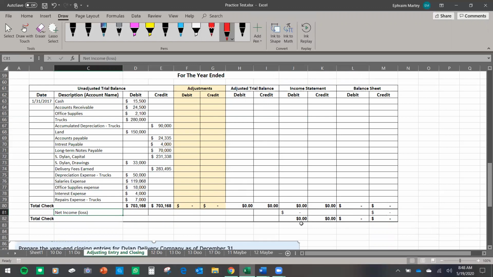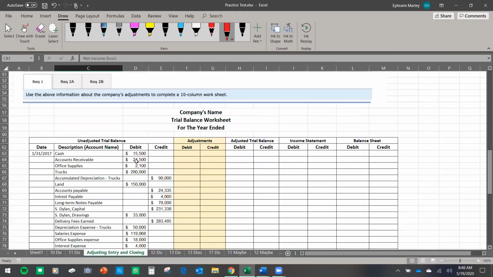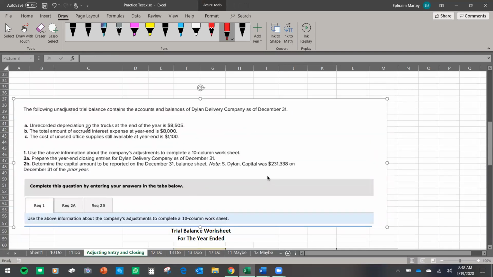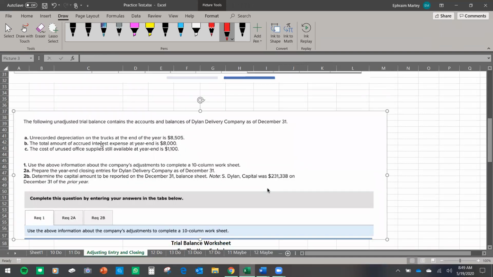If you have a net loss, that will also decrease. You'll find out as we get there. So with number one, what does it tell us to do? It says unrecorded depreciation on the truck at the end of the year is 8,500. So we are going to increase depreciation.